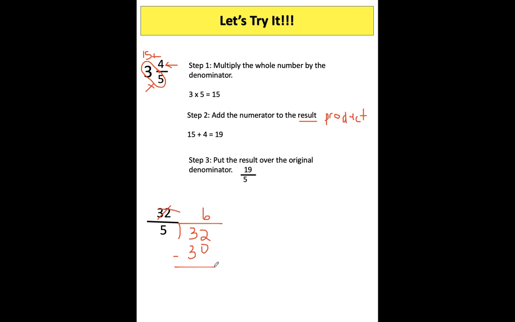And I subtract 32 minus 30. I have 2 left over. And then I take that 2 and I put it over my original denominator. So 32 fifths is actually equivalent or equal to 6 and 2 fifths. You're saying, Mrs. DiMiola, what does this have to do with multiplying?